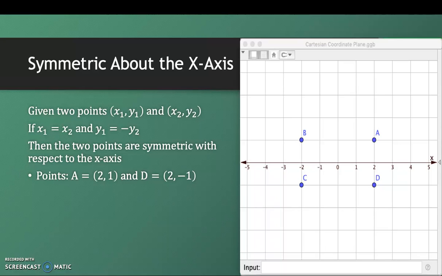For example, points A and D. A is (2, 1) and D is (2, negative 1). The x-coordinates are the same and the y-coordinates are a negative of the other. Similarly for points B and C. B is (negative 2, 1) and C is (negative 2, negative 1). The x-coordinates are the same and the y-coordinates are a negative of the other.